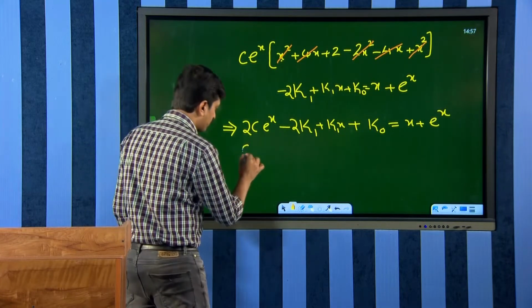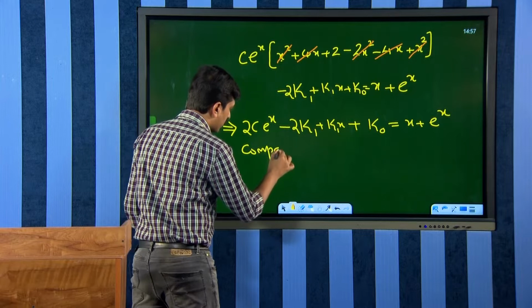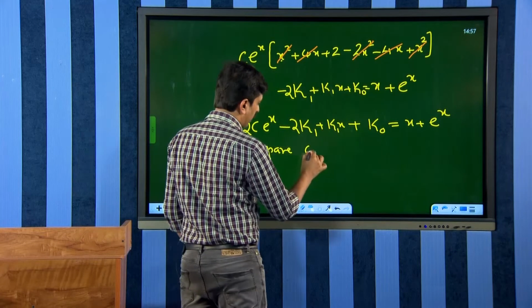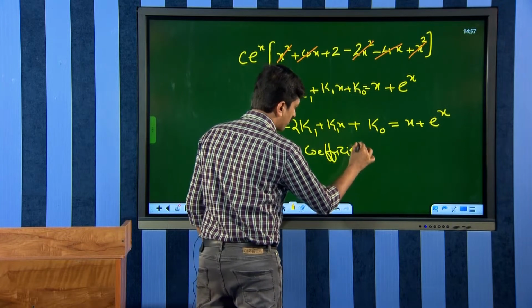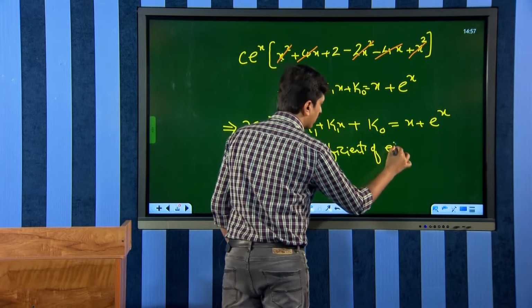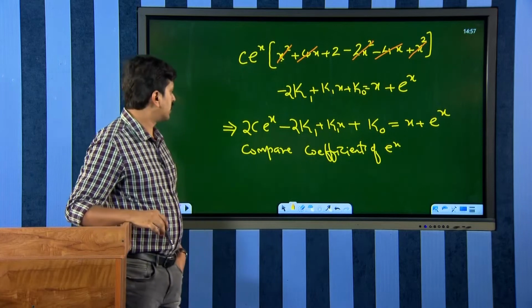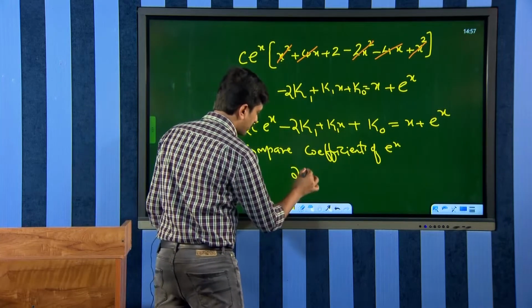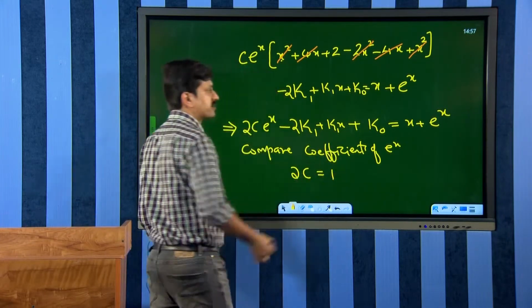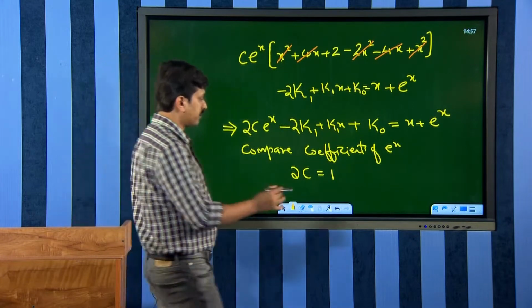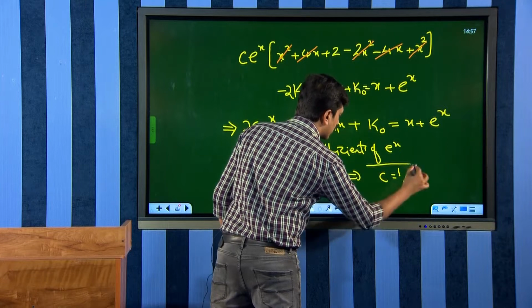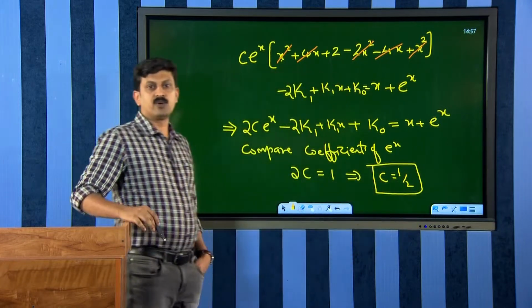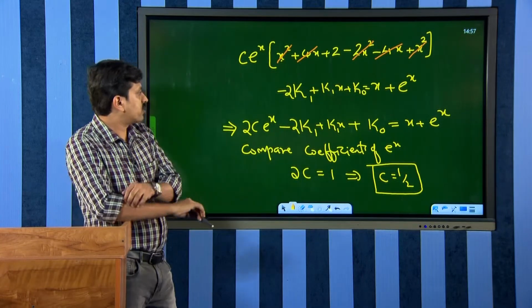So, we compare the coefficients of e raised to x. Therefore, the coefficient of e raised to x gives 2c is equal to 1. That implies c is equal to 1 by 2. Fine. Now, c is equal to 1 by 2.